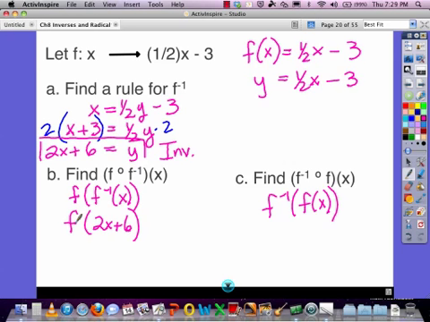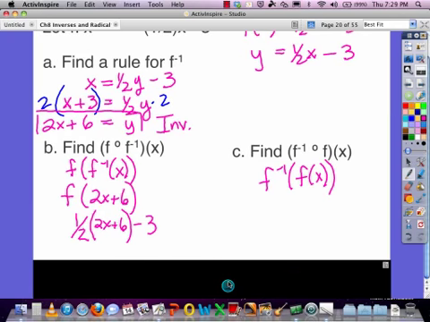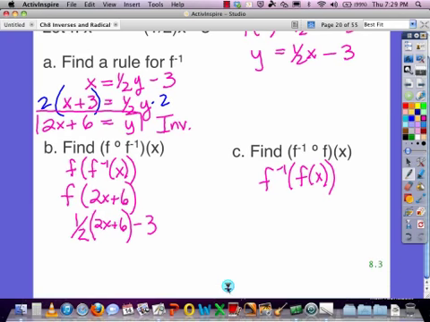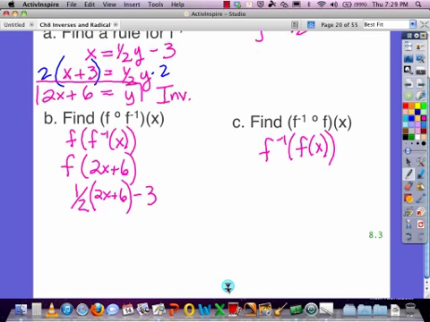Back up top, our f rule was take 1/2, put your number in, that's the 2x plus 6 part, and subtract 3. We'll do the math on that. In order to finish this one, let's put the shade away, we would have to distribute. 1/2 times 2 is 1x. 1/2 times 6 is 3. And 3, take away 3, leaves us with just 1x, or as some of you would say, x.